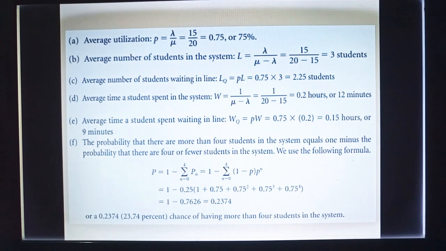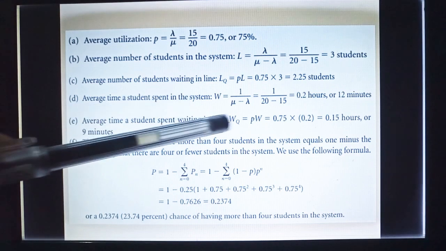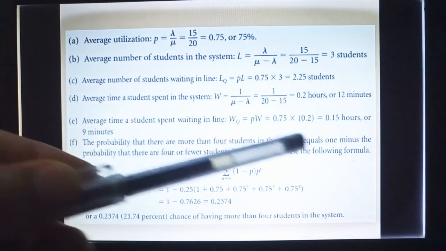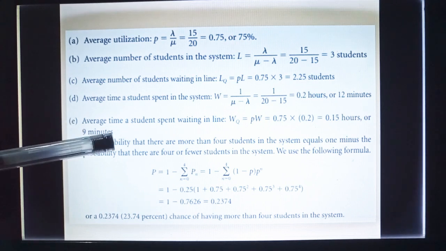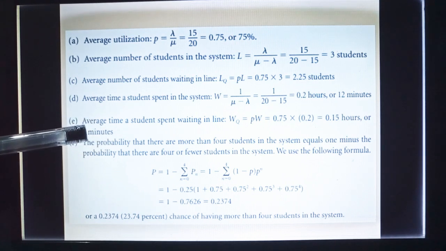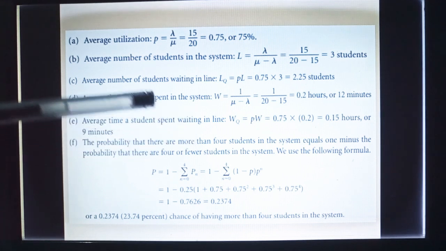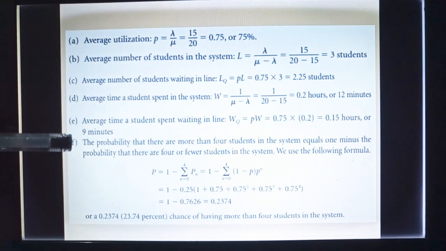And then the average time a student spent waiting in line, so we have here W sub Q, that is 0.15 hours or 9 minutes. Okay, so the average time a student spent waiting in line. In other words, each student will wait 9 minutes in a waiting line before he or she is being served by the server.